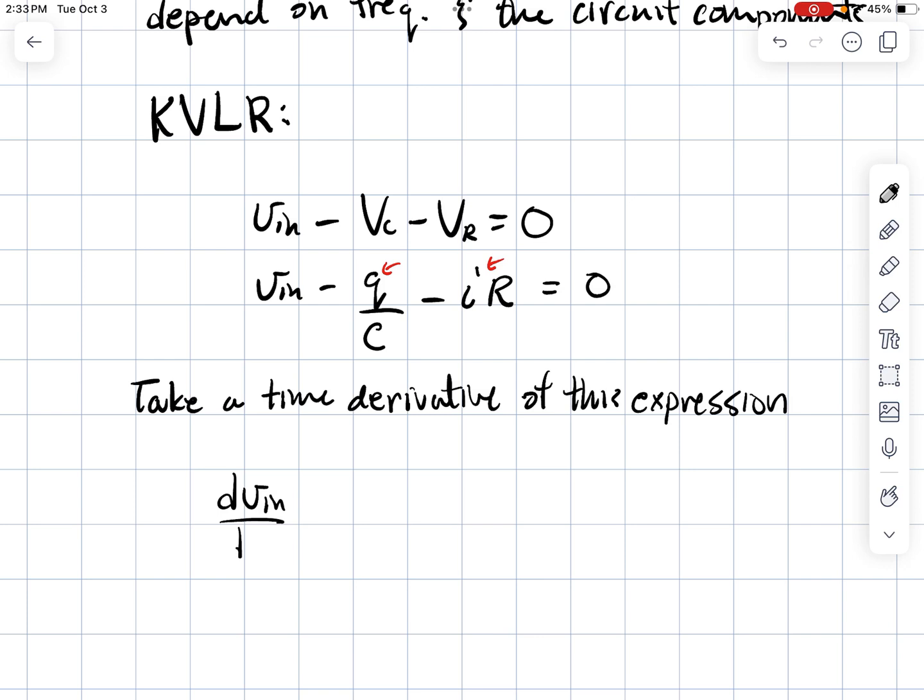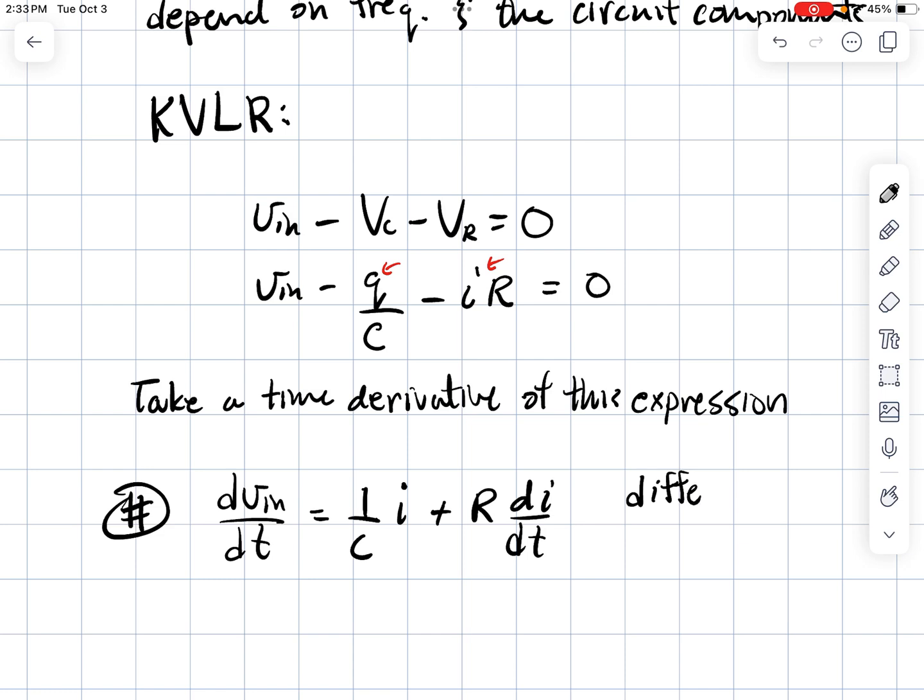dVn dt. At the same time as taking this derivative, I'll take the two other terms to the right-hand side, to get rid of the minus sign. So we'll have a 1 over C dq dt, but I'll write dq dt as I. And then we have a plus R di dt, like so. I'm going to call this equation number sign because we'll come back to it. And so now we're again in the situation where we have a differential equation, this time, instead of in terms of the charge Q, in terms of the current I.